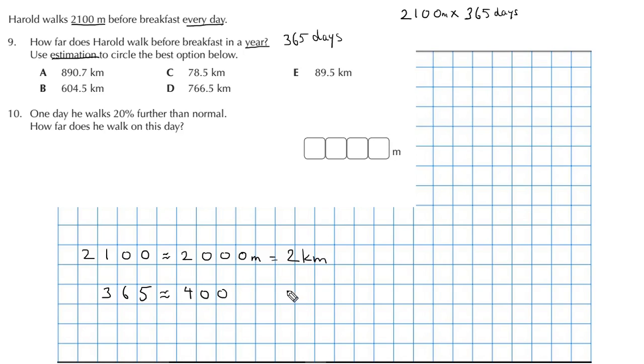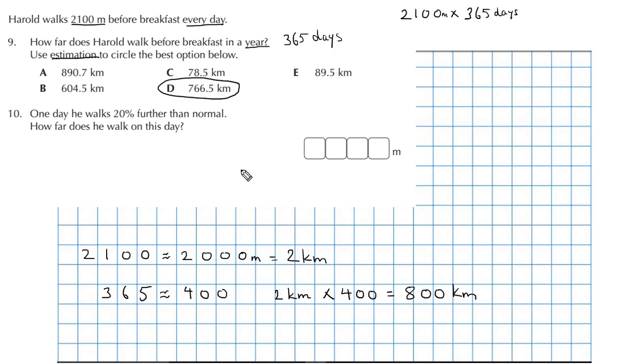Okay, so now I've got a really easy calculation because it's 2 times 400. So we have 2 kilometers times 400, which is my approximation of days, equals 800 kilometers. Now we have to see which answer is the closest to this estimate. Okay, this is in the right sort of ballpark, I suppose. These are out. This one here, D, is the one that's closest.